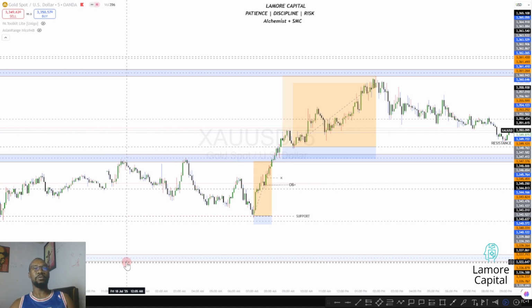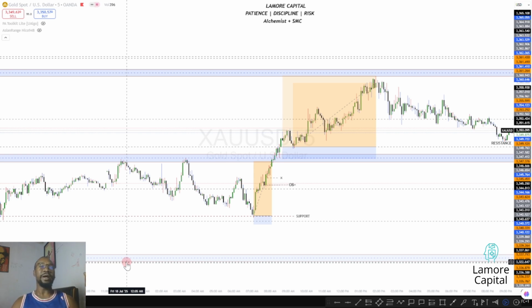From 7 a.m. London session to at least 9 a.m. London session, that's where you need to be looking for your entries. To 10 o'clock, if you don't get an entry within that short period of time, just stand up. You don't need to trade London session anymore. You wait for New York session.